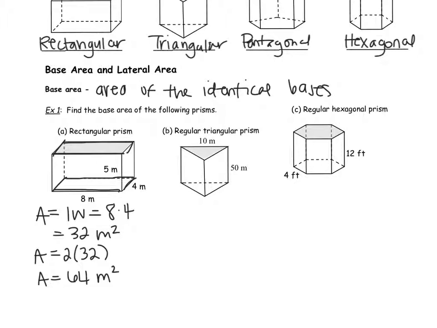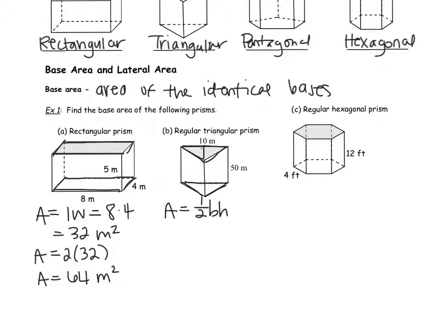Next, we want to find the base area of our triangular prism. It's important here to indicate this is a regular triangular prism. What that means is that our base triangles are equilateral triangles. All of their sides have the same length. In this case, our triangle has 3 sides with lengths of 10 meters. When we go to find the area of a triangle, it's 1/2 base times height. But we don't have the height of our triangle. We just have the base. So what we need to do is find it.